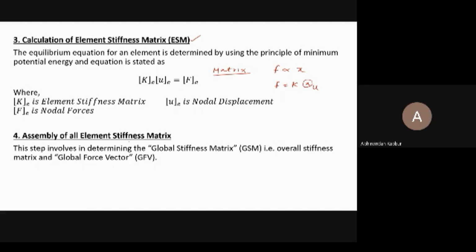If I add all the forces, it will become a GFV. If I add all the element stiffness matrix, it becomes a GSM, that is global stiffness matrix. This is also called overall stiffness matrix. Now, what is this overall stiffness matrix, or global stiffness matrix?